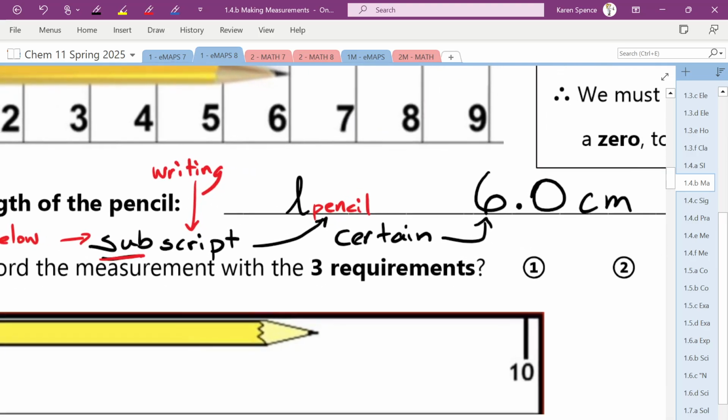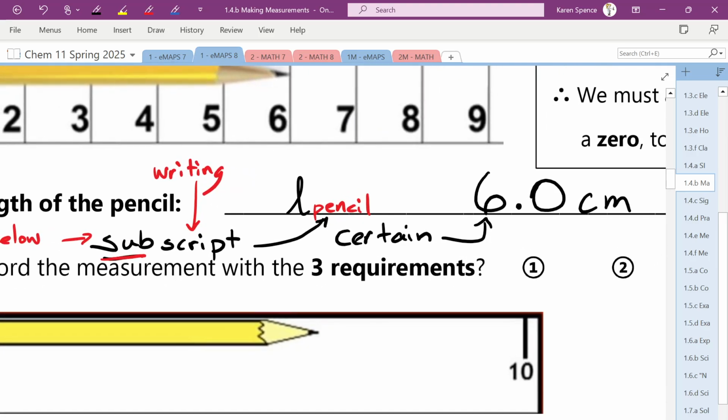And I wouldn't just write L pencil, 6 centimeters. I would have to write L pencil equals. Don't use a colon, write equals. It's just more standard, okay? Not a colon. Goofy pencil, goofy pen, making weird lines. Anyway, I'm just going to get rid of that.